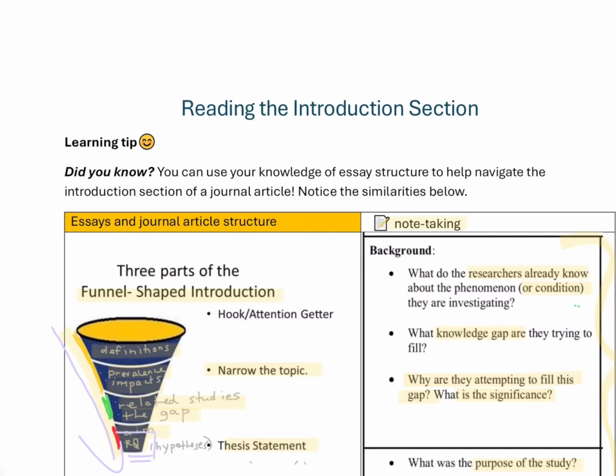Now, for your own study, scan towards the end of the introduction for the research question. What was the purpose of the study? What was the aim of the study? Knowing that can help you focus what information in the background to record in your notes.